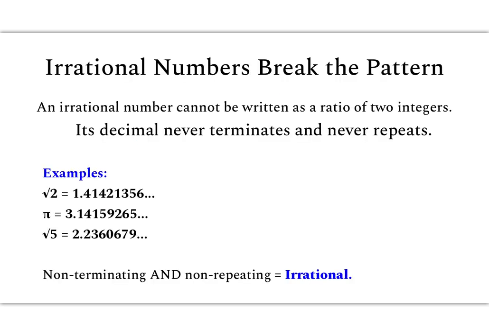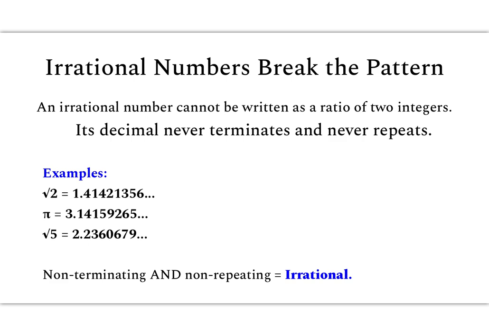Let's talk about irrational numbers. Irrational numbers are the rebels of the number world. You can't write them as fractions no matter how hard you try. They just don't fit that A divided by B pattern. Their decimals never end and never repeat. That means there's no pattern, no cycle, no way to predict the next digit.